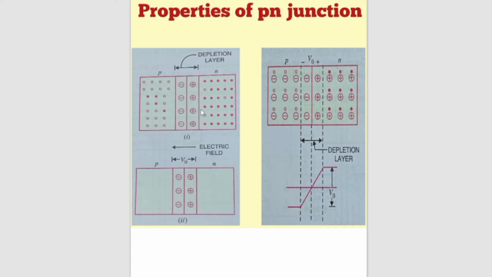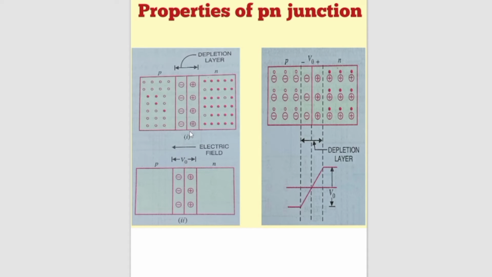The result is that n region loses free electrons as they diffuse into the junction. This creates a layer of positive charges, that is pentavalent ions, near the junction.